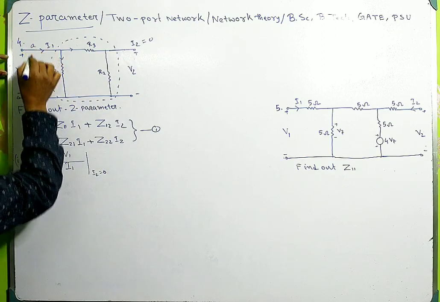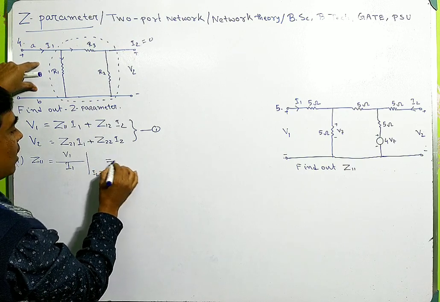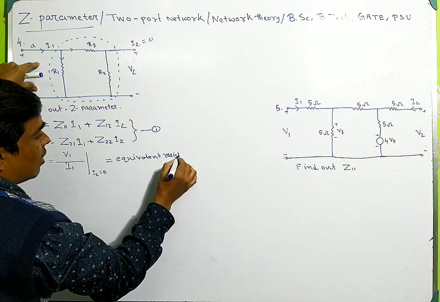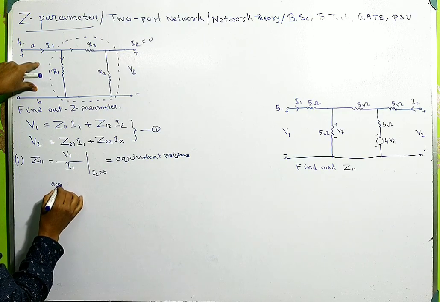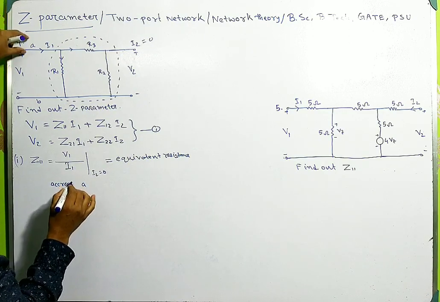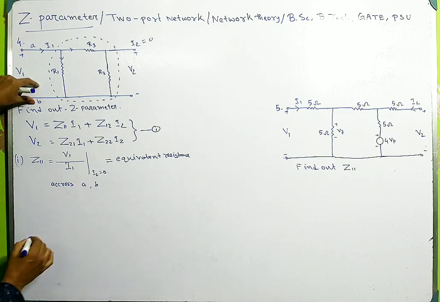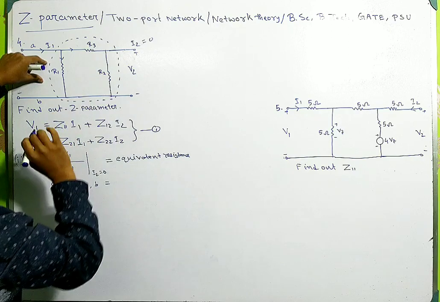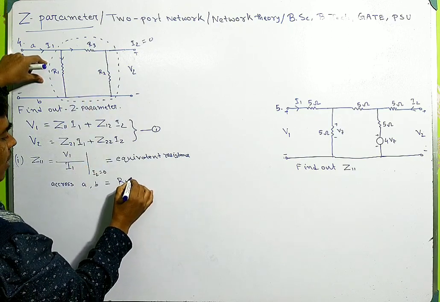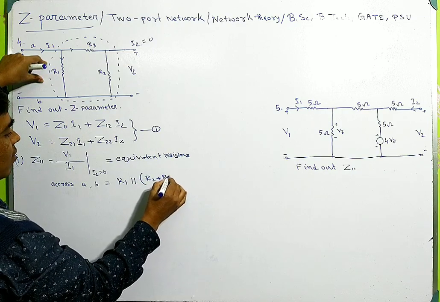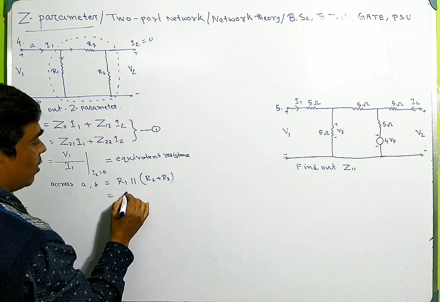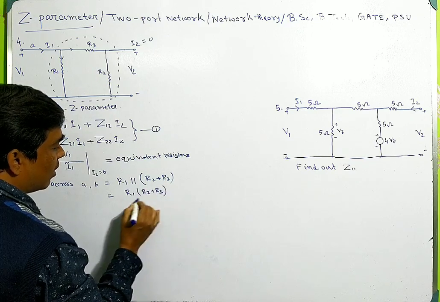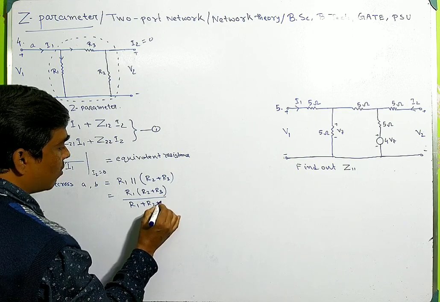Suppose this is A and this is B, so it is nothing but the equivalent resistance across AB. If I take this as A terminal, this as B terminal, this is the equivalent resistance. Now in this equivalent resistance, R2 and R3 are in series, and R1 is parallel to R2 plus R3. So it will be R1 into R2 plus R3 divided by R1 plus R2 plus R3.